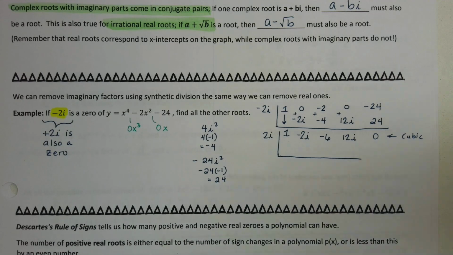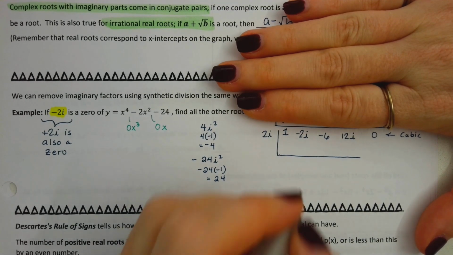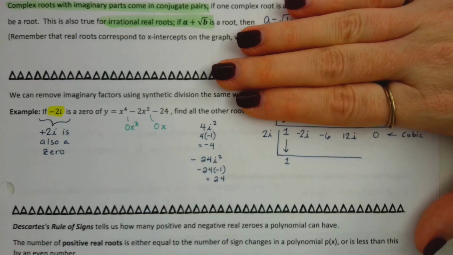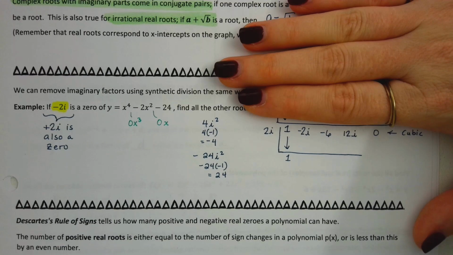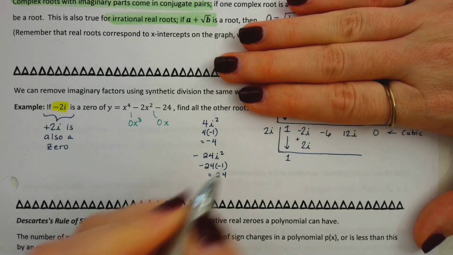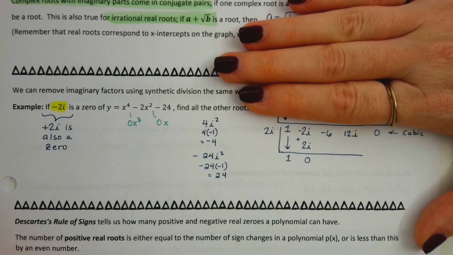Okay, so kind of ignore the first one now. We're just focusing on this one. I'm going to start by taking that 1 and bringing it down. And then we'll do 2i times 1, which is 2i. And then we're going to add these two to get 0. Yeah, you have 2i plus 2i is 0.